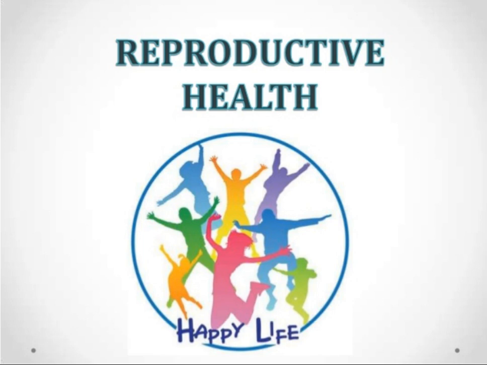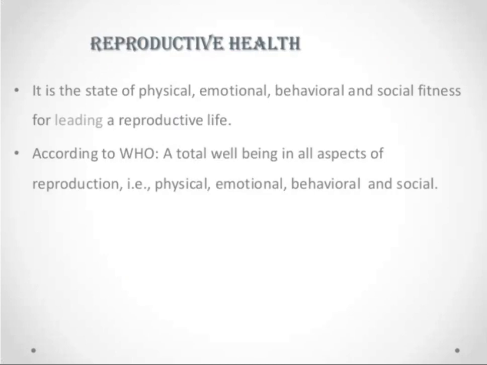Hello, children. So, we begin with the fourth chapter of this first unit, that is reproductive health. So, let us understand first of all what is this reproductive health all about. This refers to the state of physical, emotional, behavioral, and social fitness for leading a reproductive life.